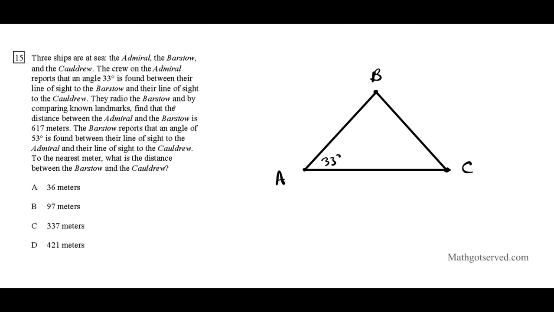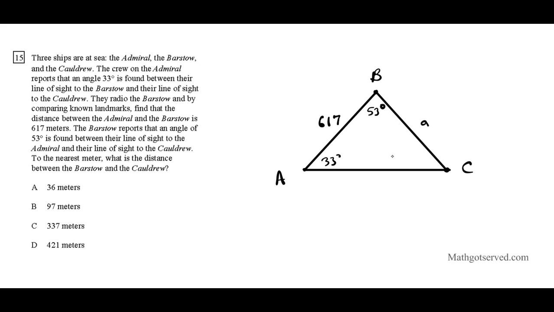Then it says that by comparing all landmarks, they find that the distance between Admiral and Barstow is 617 meters. So between Admiral and Barstow is 617. And it says Barstow reports that an angle of 53 is found between the line of sight to Admiral and the line of sight to Cauldron. So the angle of separation here is 53 degrees. To the nearest meter, what is the distance between Barstow and Cauldron? So what is this distance right here, which is little a? That's what we need to find.